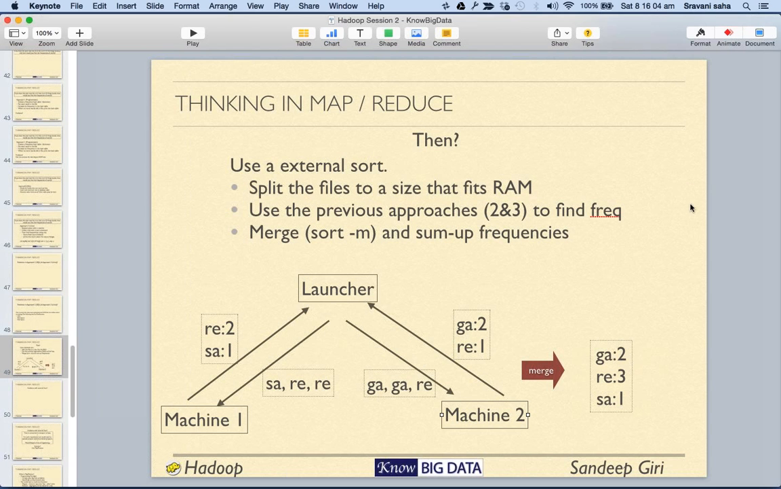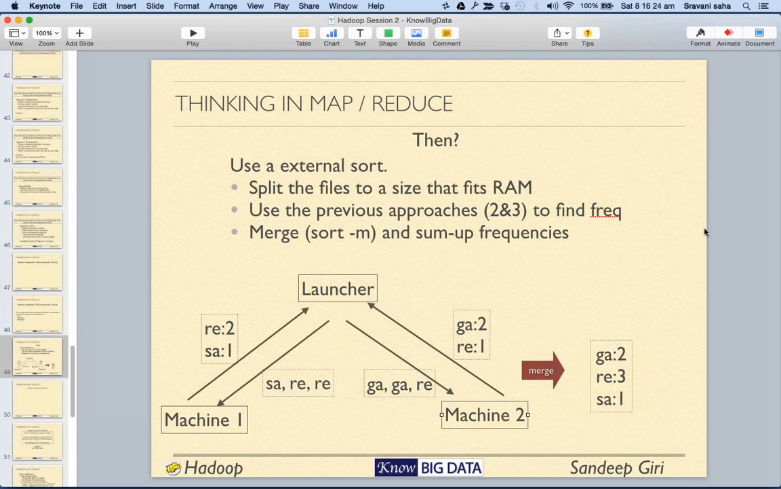Good. So Anand's question is, what if the data is still greater than the RAM size of M1 and M2? In those cases, you use approach number 3 and approach number 2, where the actual work was independent of the RAM.